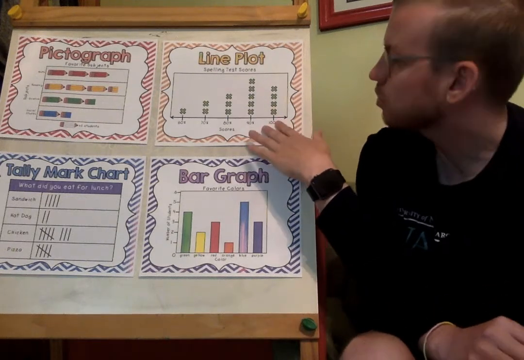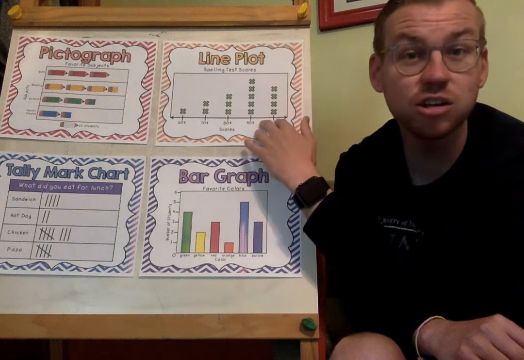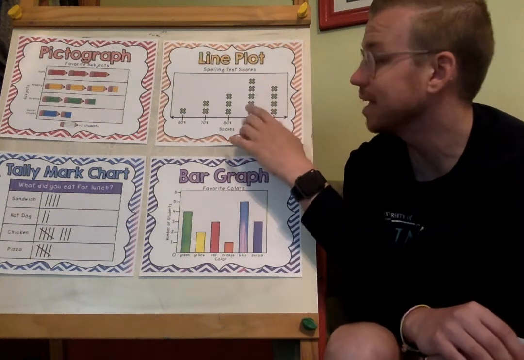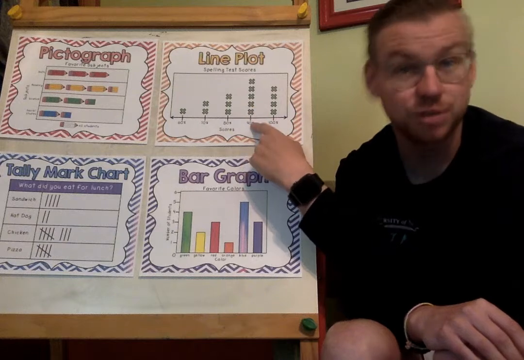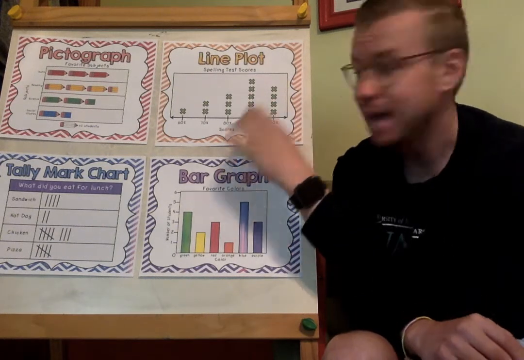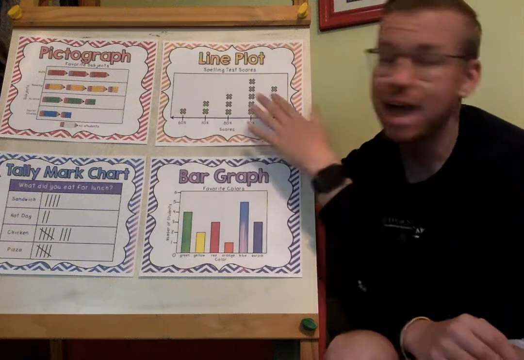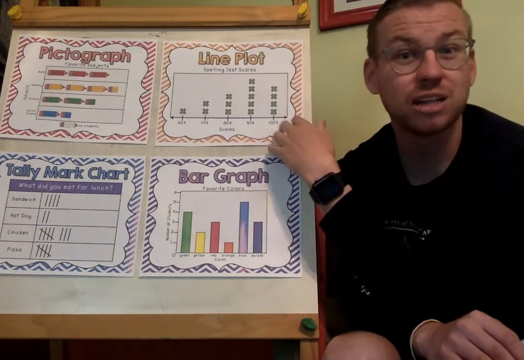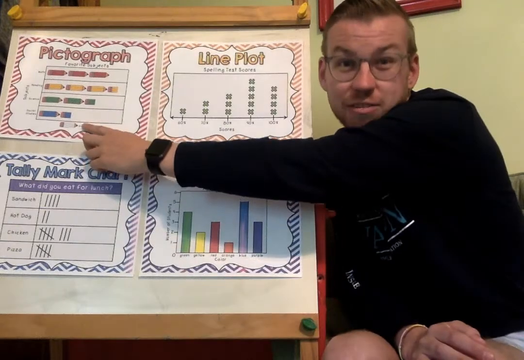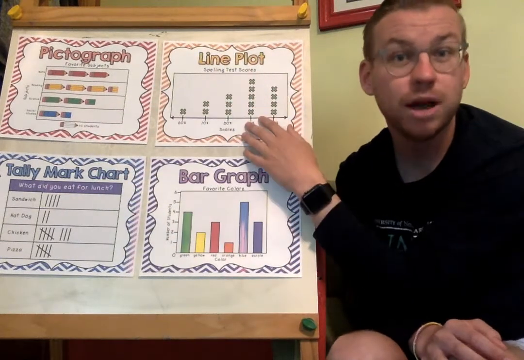So when I'm looking at this graph, I can clearly see that the percentage with the most X's is 90%, because that's where the majority of the X's are. And in this scenario, each x equals 1. Remember, on a line plot, there's not going to be a key like on a pictograph. All the x's equal 1.